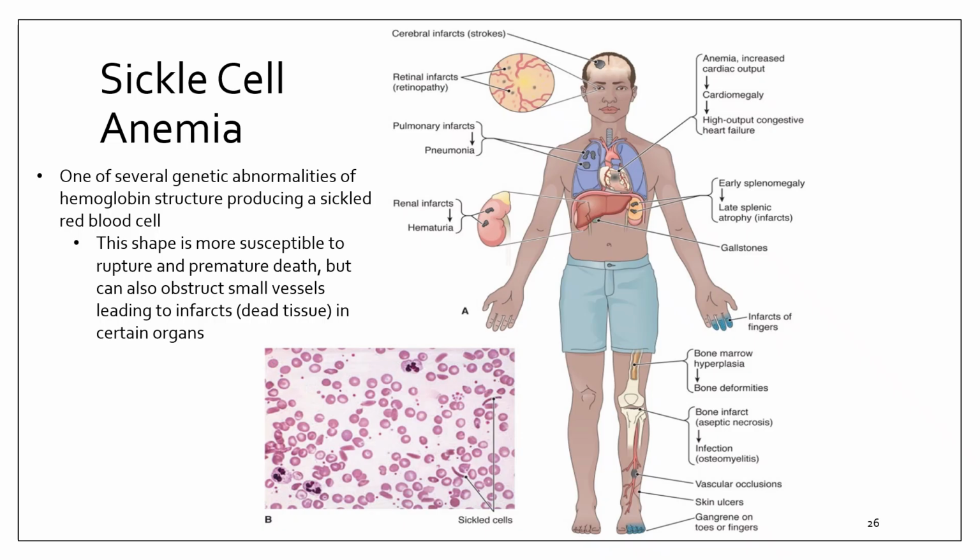The diagram on this slide shows where repeated vascular occlusion occurs. From a tissue perspective, brain, which causes infarcts that lead to strokes. Lungs, we'd see pulmonary infarcts and pneumonia. Kidneys, hematuria and infarction. And then the spleen, repeated infarcts, which eventually lead to splenic atrophy. Bones, we'd have marrow hyperplasia and infarction, and then skin and digits, we'd see ulcers and gangrene. Each complication traces back to the same problem, the distorted red cells blocking blood flow.